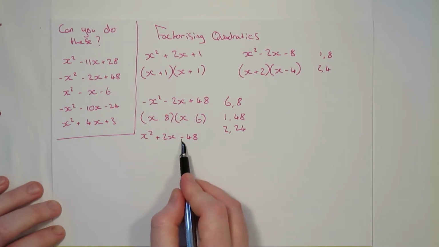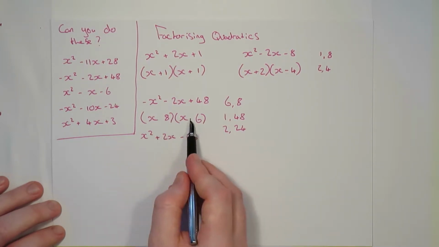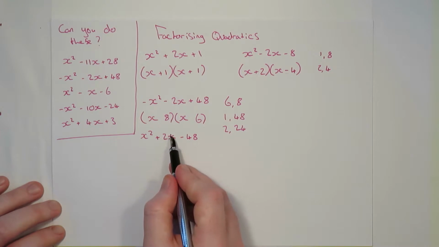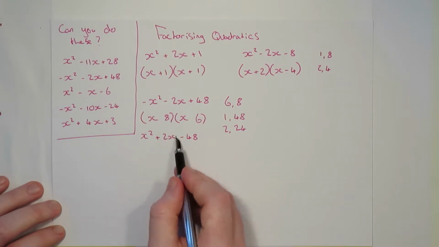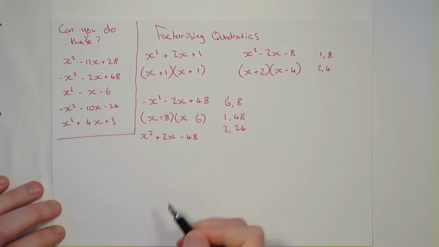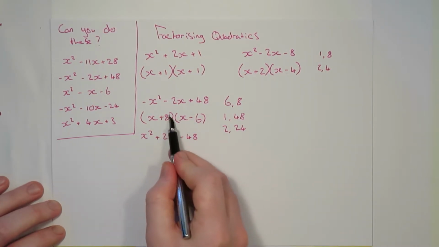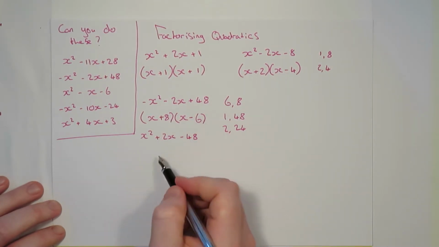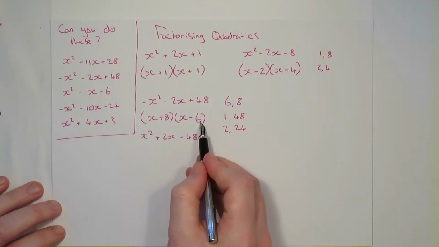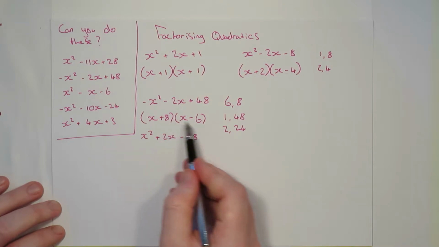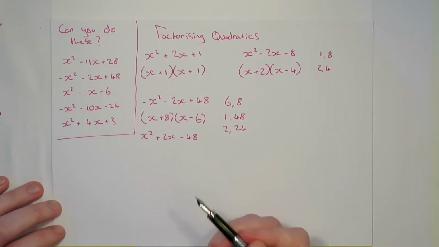This term here was negative, so one of these numbers must be negative and one must be positive. Well, which way round do they go? Well, the positive 2x there tells us that the larger of the two factors is positive, because positive 8 times x is positive 8x, minus 6 times x is minus 6x. So 8x subtract 6x is positive 2x.